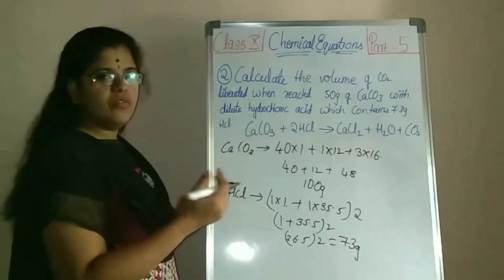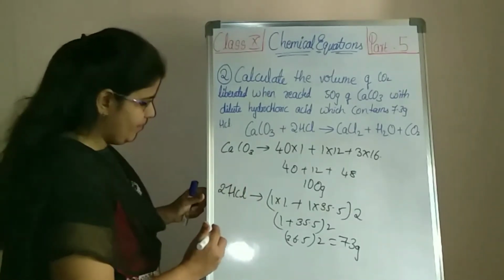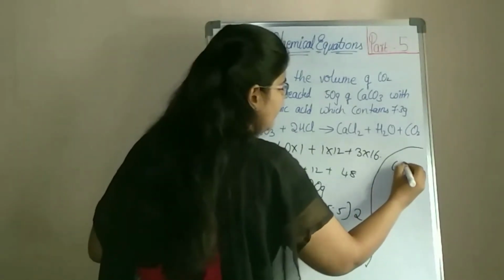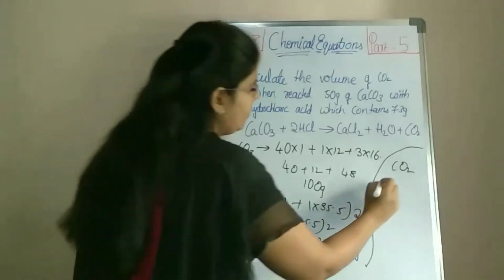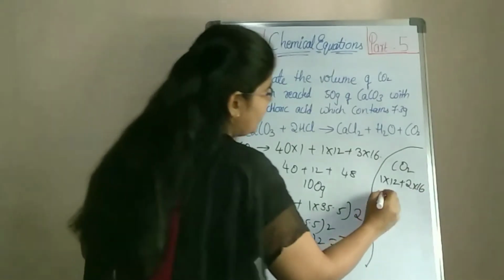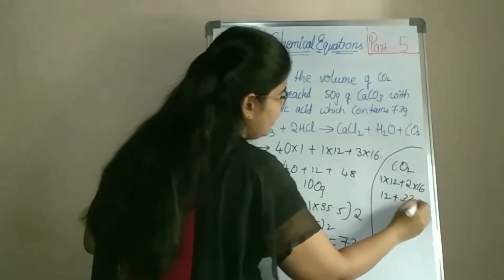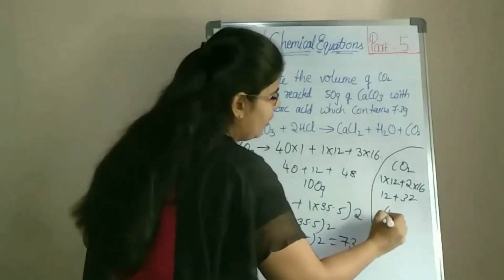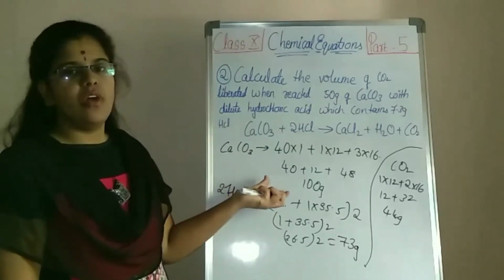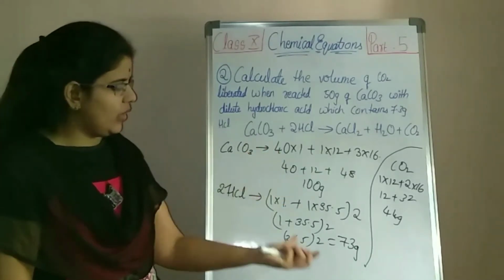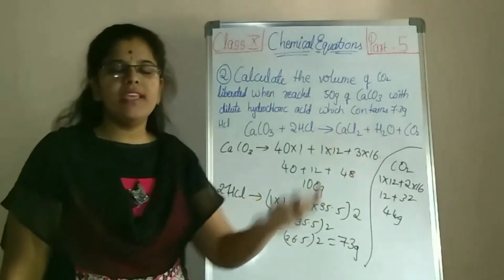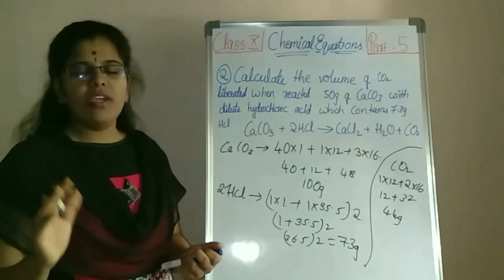And now, how many grams of carbon dioxide is liberated? Let us see. So carbon dioxide: how many carbons are there? 1 carbon. So 1 into 12 plus 2 into 16. So how much do we get? 12 plus 32. It is how much? 44. So 44 grams of carbon dioxide. So here, when 100 grams of calcium carbonate reacts with 73 grams of hydrochloric acid, it gives out 44 grams of carbon dioxide. Okay, so this is the equation.